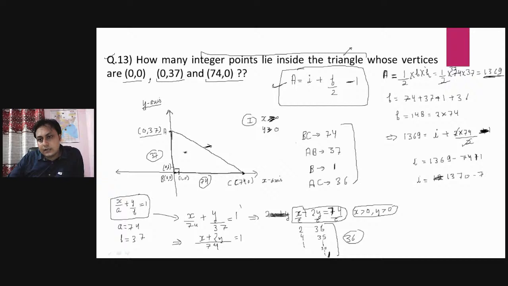1370 minus 74. That is what I was thinking, where the mistake happened. So the answer comes out to be 1296. That should be the answer: the number of integer points inside the triangle is 1296, right? Because the area is 1369, you have to find the value of I, b is 2 into 74, that is 148 by 2, this is minus 1, so on the right side it becomes plus 1. So the answer comes out to be 1296. Got it? Interesting question. So when a question like this comes, you can use this formula, right?